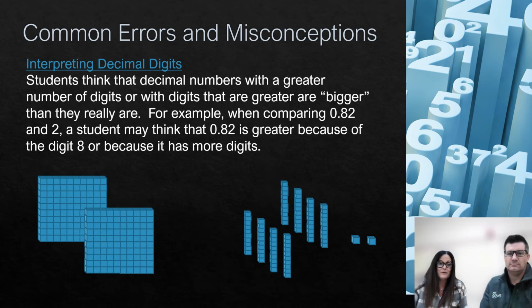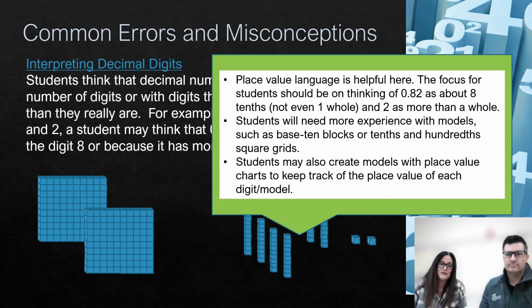Another common misconception that we see often with our students is that when they are comparing decimals, they really look simply at the digits themselves or at which of the two numbers has more digits. So here in this example, you can see when comparing 82 hundredths and 2 wholes, students may think 82 hundredths is greater because of the digit 8, and it also has more digits. Again, going back to what Joe has said, having students create those models with the place value charts to keep track of the place value of each of those digits in the model will strongly support and hopefully help with this particular misconception.